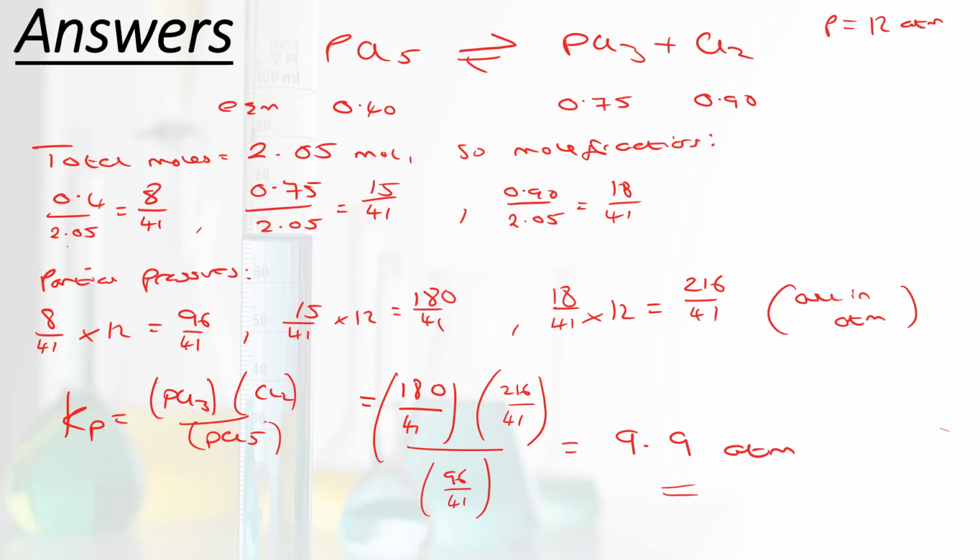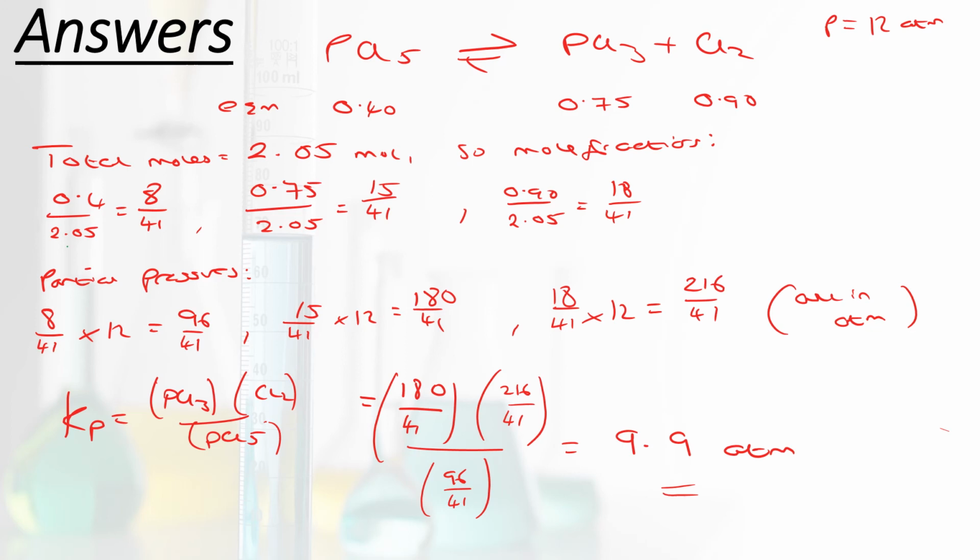So the mole fraction for the PCl5 is 0.4 divided by 2.05. Again, I'm going to write these as fractions just to keep the numbers a bit neater. That comes out to be 8/41. Our mole fraction for the PCl3 is 0.75 divided by 2.05. That comes out as 15/41. And our mole fraction for the chlorine is the 0.9 moles divided by the total, 2.05, to give 18/41.